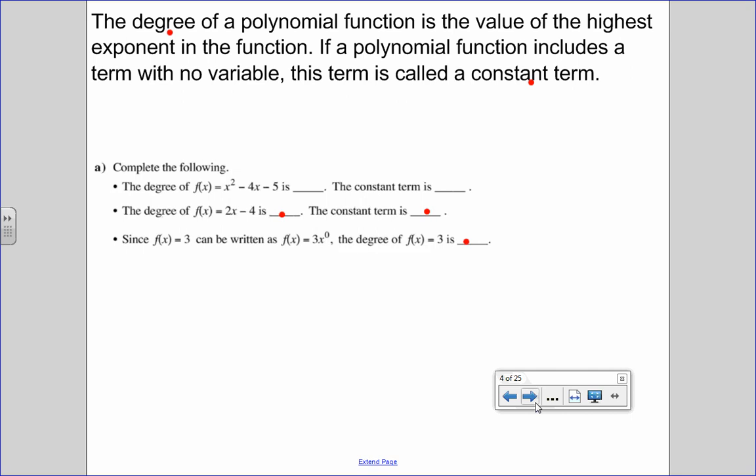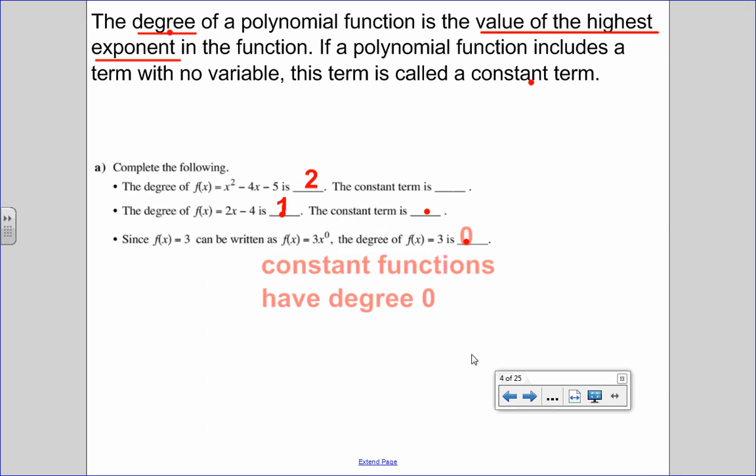The degree of a polynomial. The degree is the value of the highest exponent in the function. So for example, if I have x squared minus 4x minus 5, the degree is 2. In this polynomial, 2x minus 4, the degree is 1, the highest exponent, which is the invisible one. What about this one? f of x equals 3. I could rewrite that as 3x to the 0, and in that case the degree would be 0, because constant functions have a degree of 0.